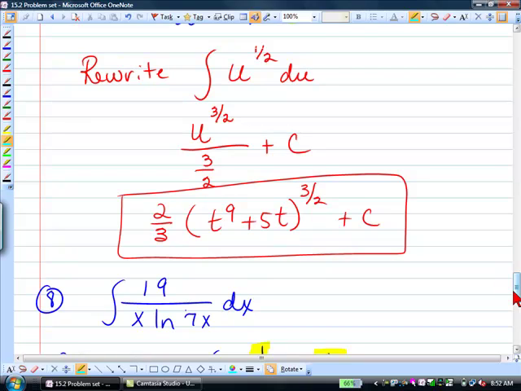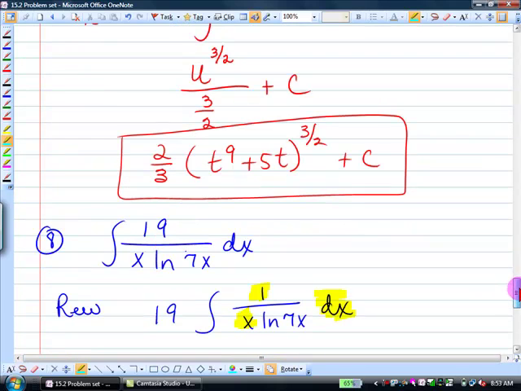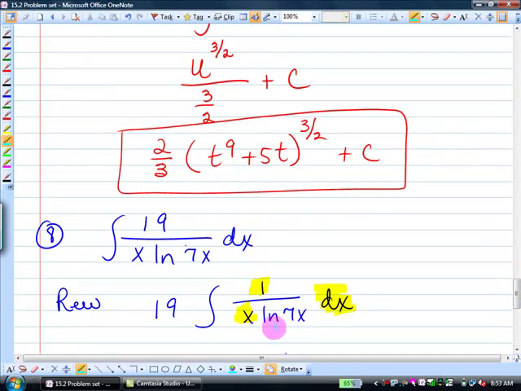Okay, number 8 is the integral of 19 over x ln 7x. This one's not as easy to see because you're tempted to say, okay, that's in the bottom, but you can't take the derivative of that very well. That'd be a product. So think about it this way. What is the derivative of ln? What's the derivative of ln x? 1 over x. Well, here we've got 1 over x. So that's going to kind of work for us.